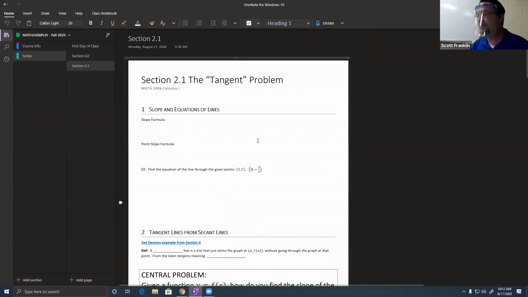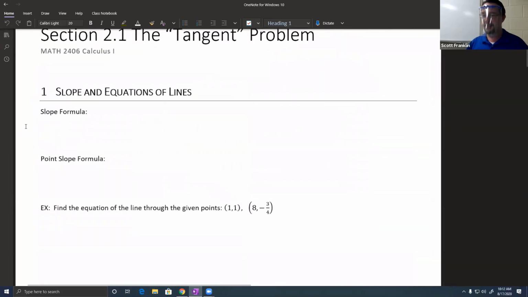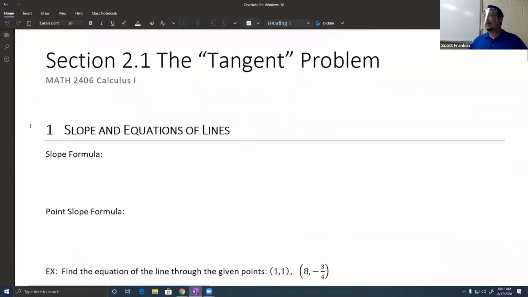The tangent problem. So today we begin the real calculus. And so begins a very fun journey down the road of identifying what is a calculus problem. Okay. So what is calculus?